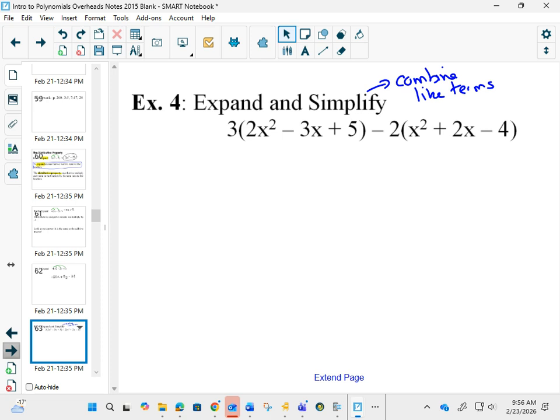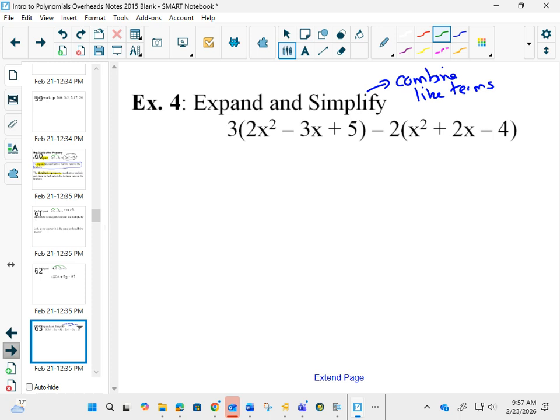Normally in BEDMAS you do brackets first, but if you look inside this first bracket, do we have any like terms that we could actually put together? No. And the second bracket, are there any like terms you could put together? No. So you still do BEDMAS and say, I have to do my brackets first. But unless there's like terms in the bracket, there might be nothing we can do.